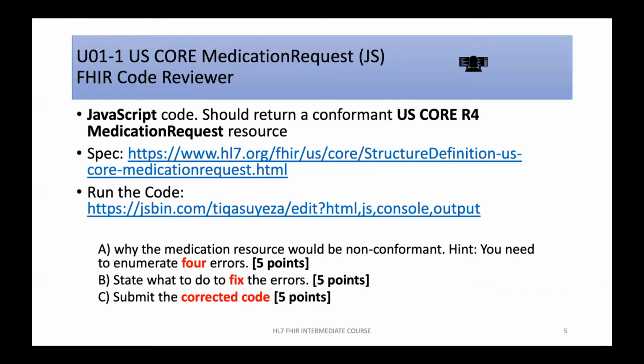So this is the first one. It's a JavaScript code, and it should return a US Core medication request. It doesn't, apparently. So you need to enumerate which are the errors and how to fix them. And if you can, also submit the correct code. You can see the spec and the URL, and you can run the code too. Remember that everything I'm saying here is also in the PDF with all the details. So it's the same that is here, but more detailed, so you can understand better what we are asking you.